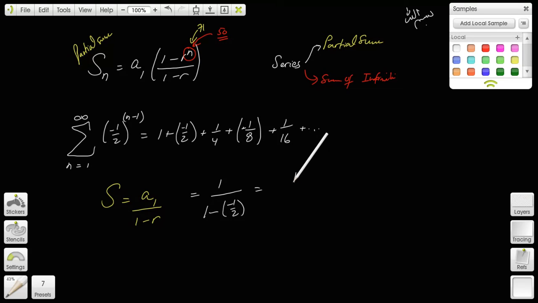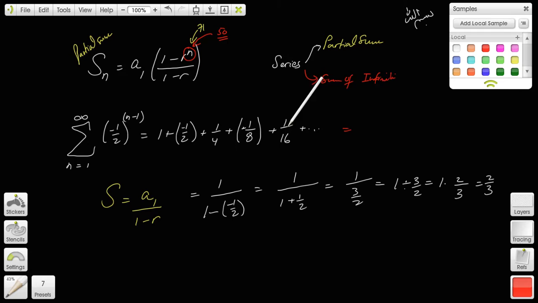And this is going to be 1 over 1 plus 1/2, right? So that's 1 over 3 over 2, okay? So 1 divided by 3 over 2, right? And that's going to be 1 times 2 over 3, okay? That's 2/3. So all of this sum will add up to 2/3. All those infinite numbers will add up to 2/3.